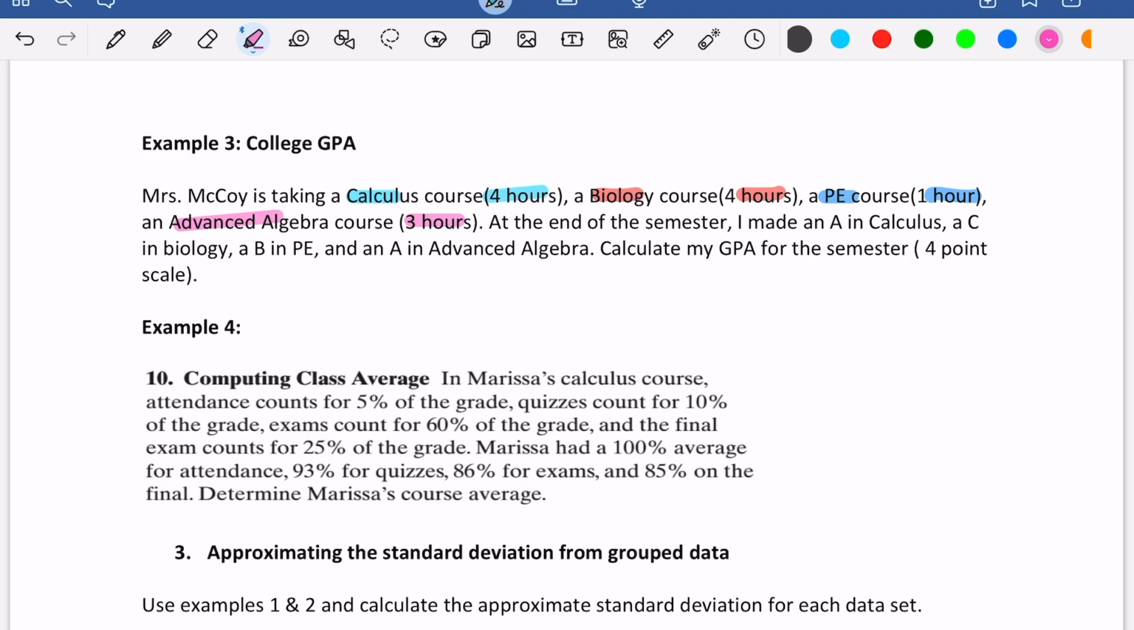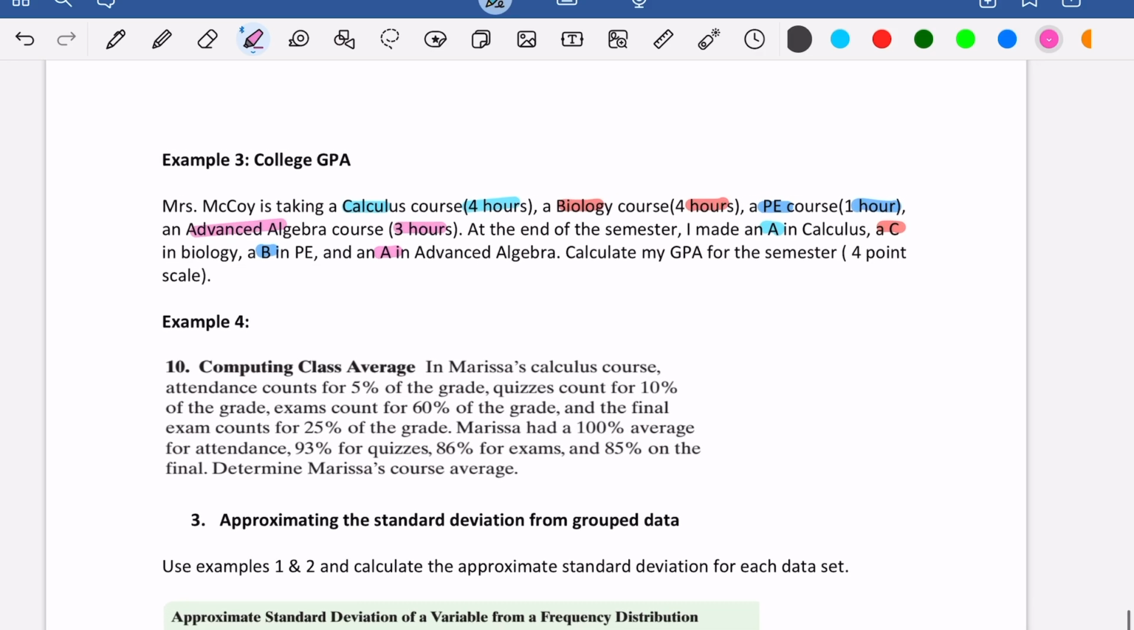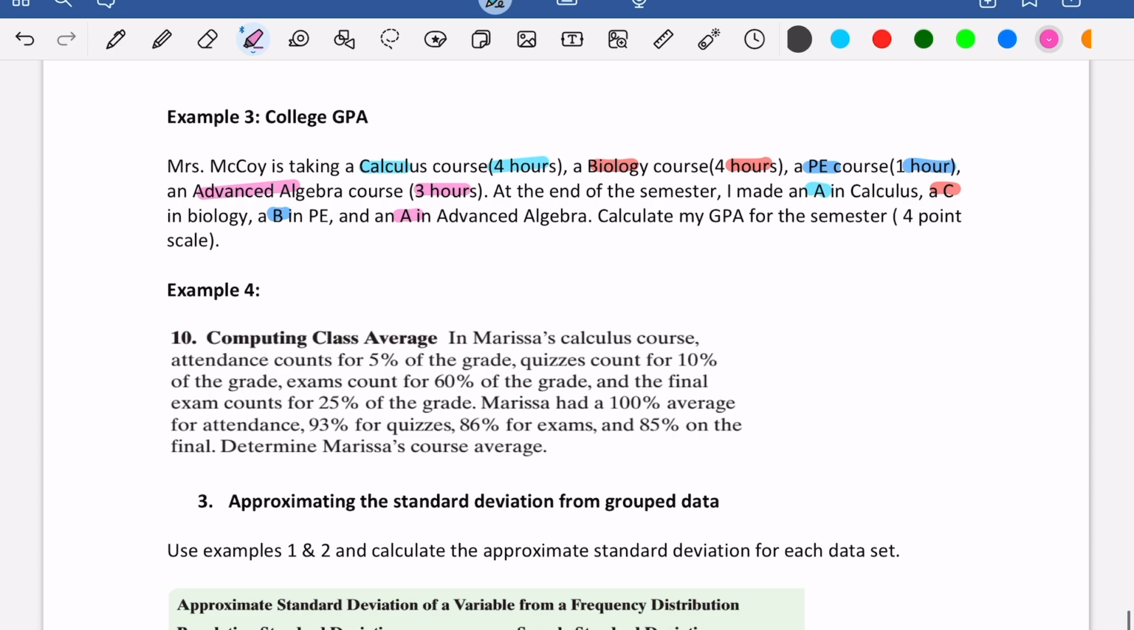At the end of the semester, I made an A in calculus. I made a C in biology. I made a B in PE. And then I made an A in advanced algebra. And now I want to calculate my GPA for the semester on a 4-point scale. So here is how you're going to do that. The easiest thing to do is to make a table. So I have a calculus course that is worth 4 hours.